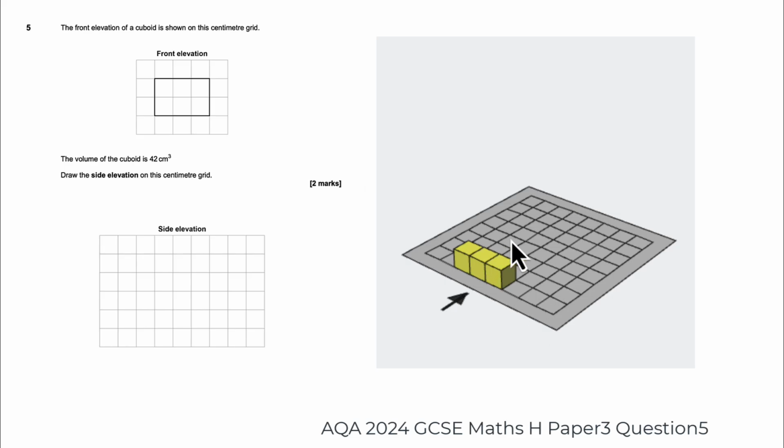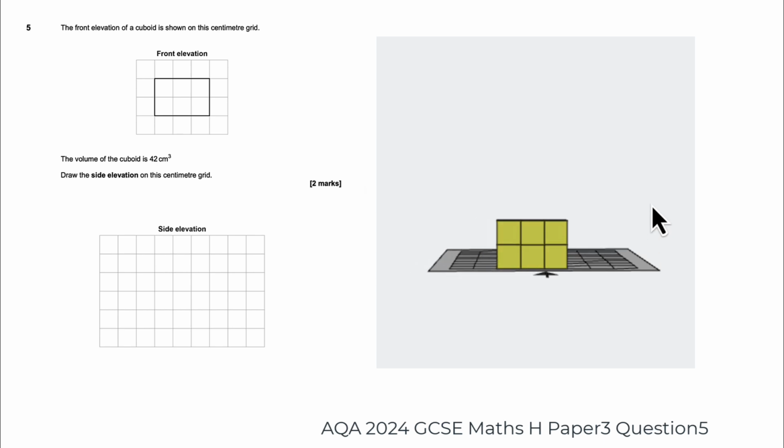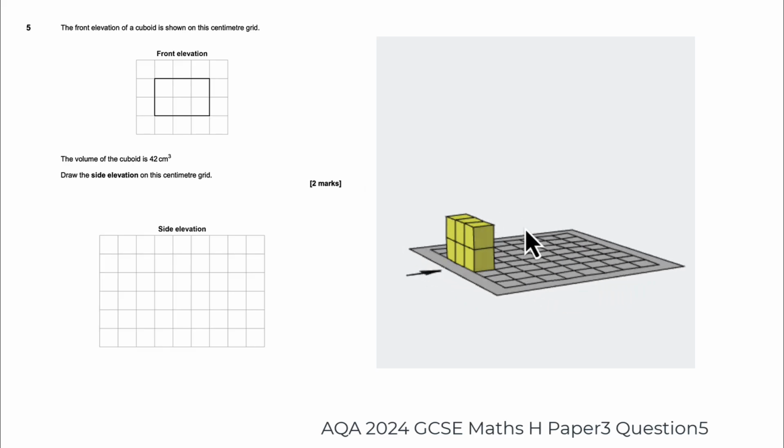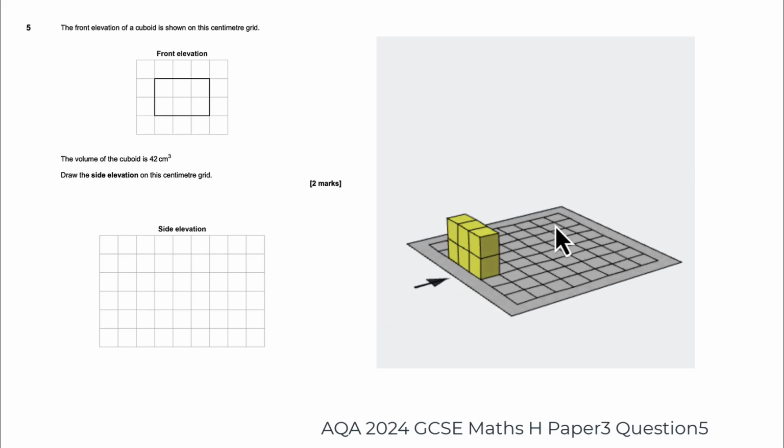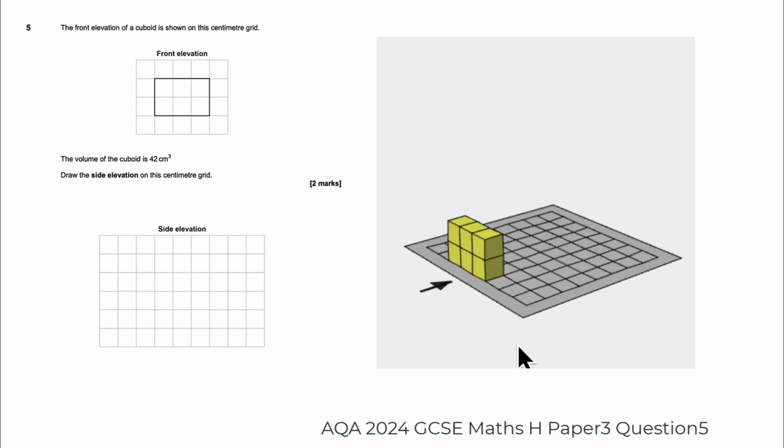Now let's make a cuboid that has a front elevation similar to what the question is showing us. And there's the front elevation, a 2 by 3 rectangle. The side elevation for this cuboid has a 2 by 1 rectangle. And the volume of this cuboid, if you count the cubes, there's 6 cubes. So the volume of this is 6.